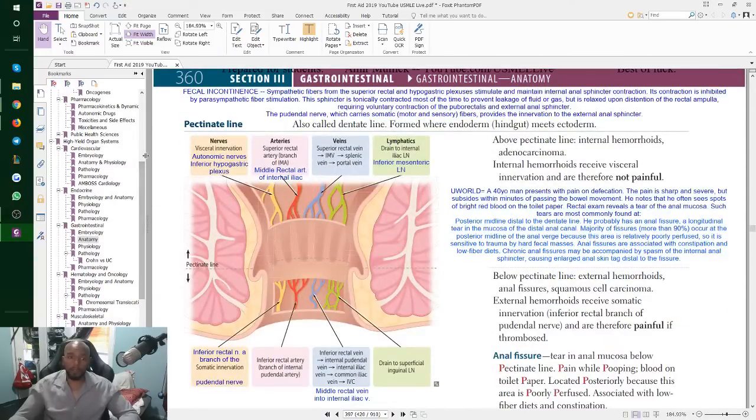The next page brings up another really high-yield topic, which is your pectinate line. Right, so above the pectinate line is the internal stuff, and below the pectinate line is everything that's external, everything outside. And this pectinate line really decides whether or not hemorrhoids that the patient gets are going to be painful or not. So obviously anything internal will not be painful, and you have to remember that. Just keep in mind you can't really feel something that is touching you on the inner ends in some sort of painful way, right?